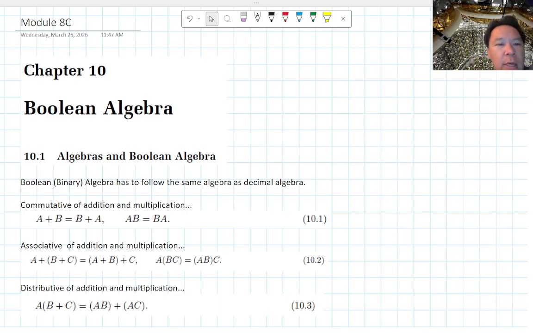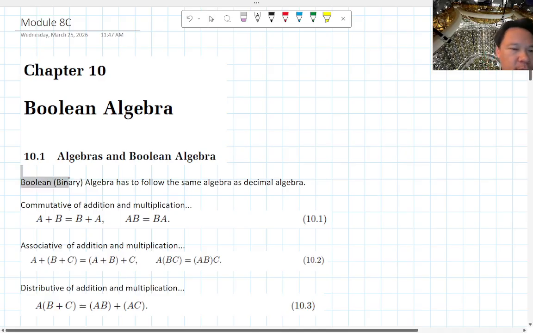Hi everyone. This lecture is going to cover chapter 10. The entire chapter is pretty short, 10.1 to 10.3 on Boolean algebra. A lot of this math, you can do more complicated manipulation with, compared to what we saw in chapter 9. And let's start with some algebra, Boolean algebra.